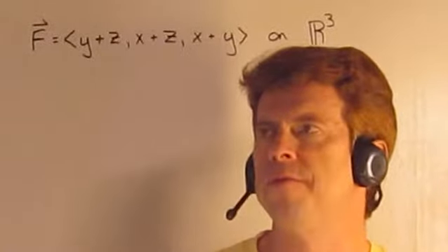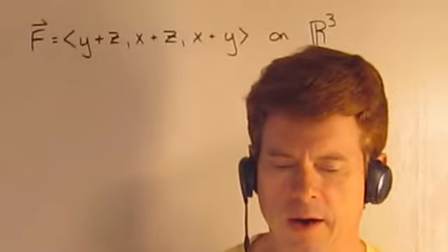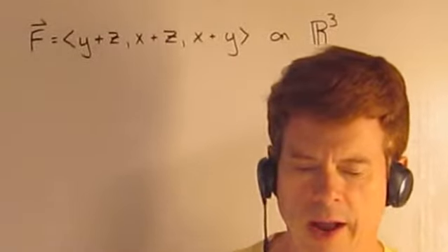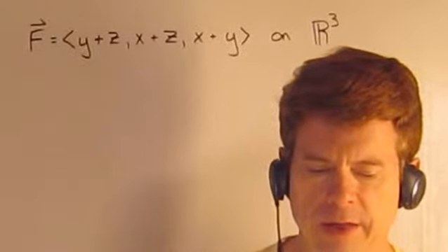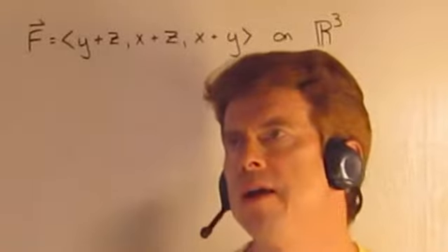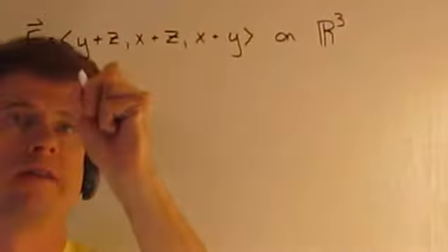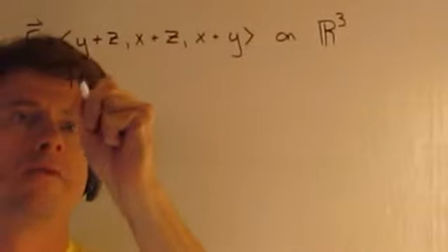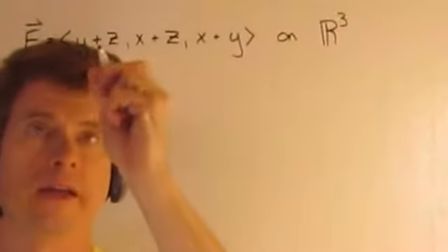The first part of this problem for finding our potential function, we're asked to determine whether the vector field is conservative on this specified region, R3. So first of all, what I'll do is set up how to remember the partial derivatives that I need to compare.